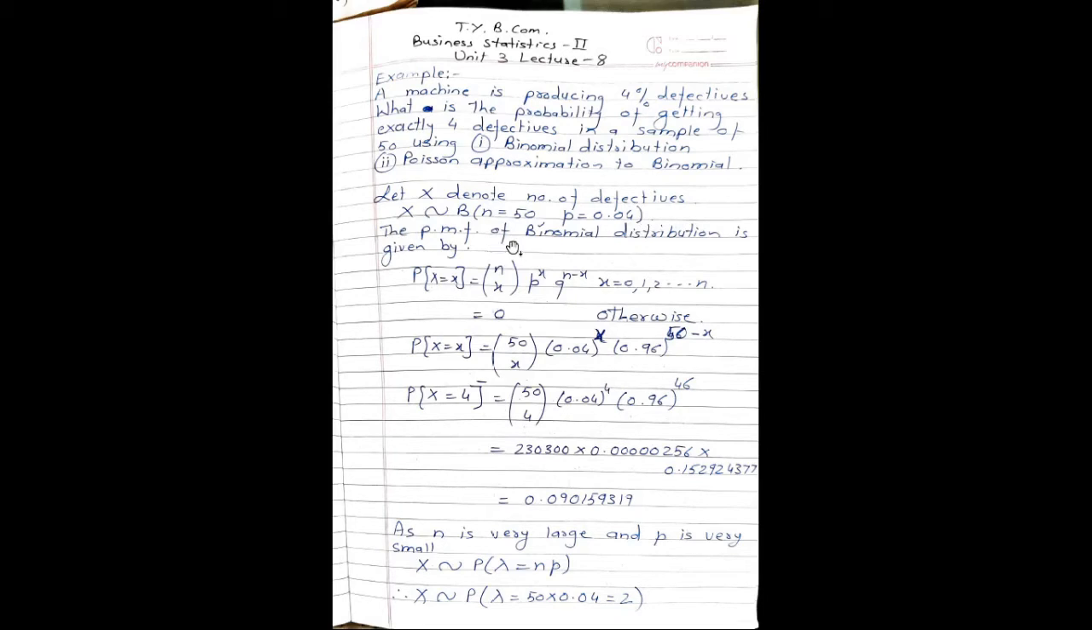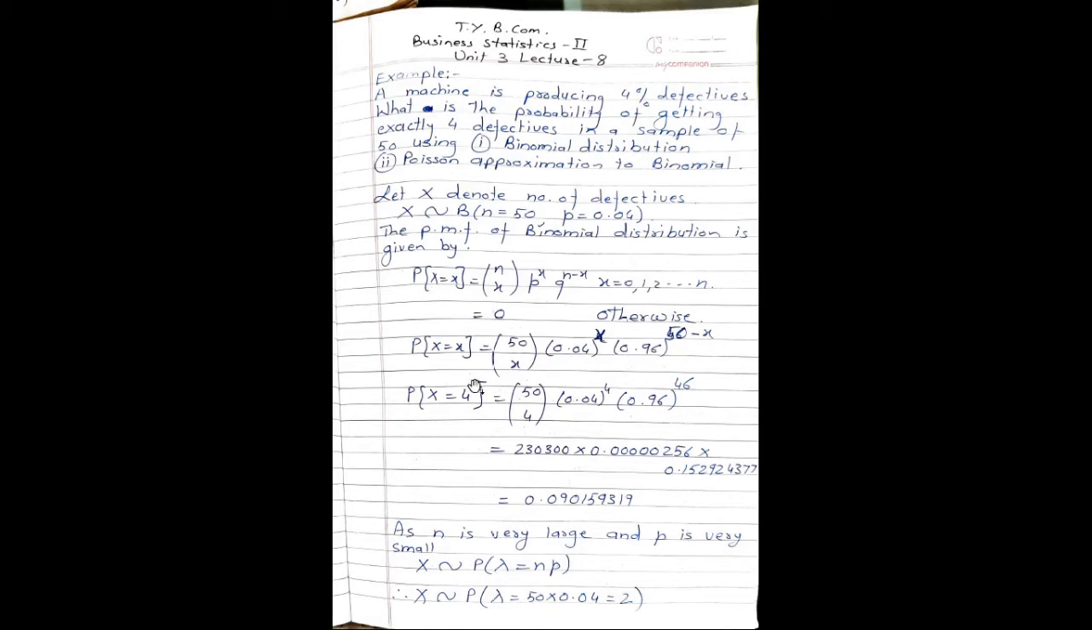The probability mass function of binomial distribution is given by probability X is equal to x is nCx P raised to x Q raised to n minus x. The range of X starts with 0 and it is up to n and equal to 0 otherwise. Then we will replace the parameters in the second step. N and P are the parameters. If P is 0.04, value of Q becomes 0.96. 1 minus P becomes Q. So probability X is equal to x is given as 50Cx, 0.04 raised to x and 0.96 raised to 50 minus x.